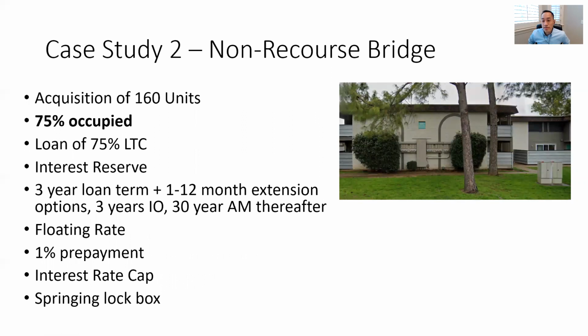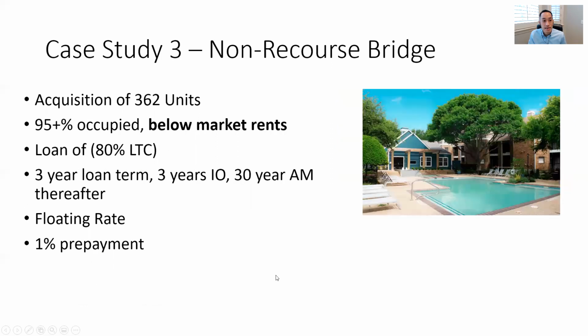This was another non-recourse bridge over in Irving that we did. So this one was 75% occupied, so it just couldn't qualify for Fannie or Freddie. The goal was to come in, do 75% loan to cost, interest reserve on this one because it couldn't cover the debt as is, and then had the same characteristics: interest rate cap, 1% prepay, and springing lockbox.